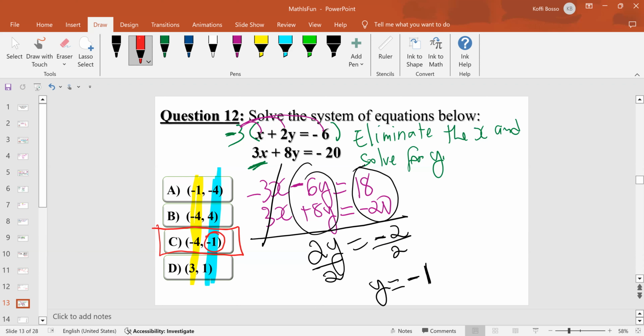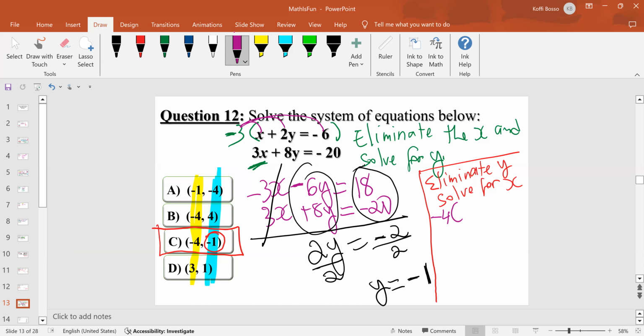But to make sure that I did this with no mistake, let's again try to solve for x, which is this time I'm going to eliminate the y. So eliminate y and solve for x. To do that, I'm going to use the same equation, but this time I will multiply the equation by what? -4. So I take a -4, I will multiply by the first equation.